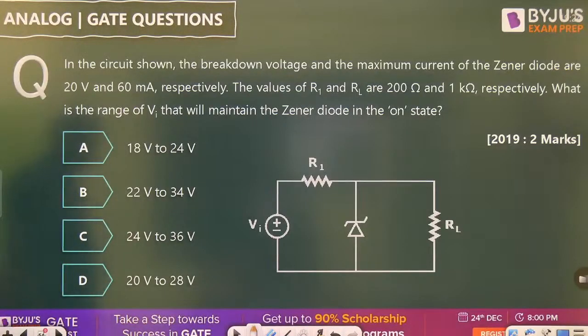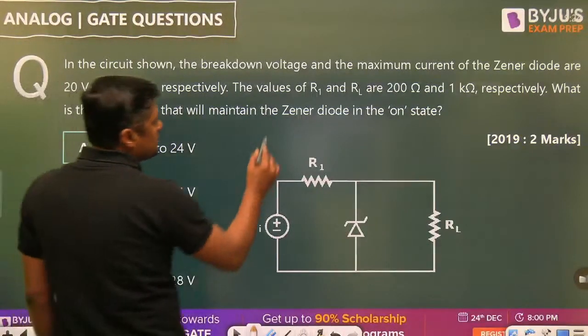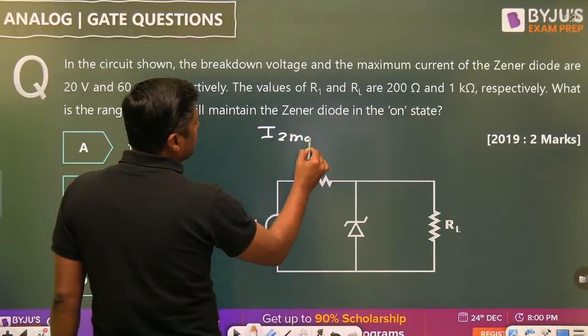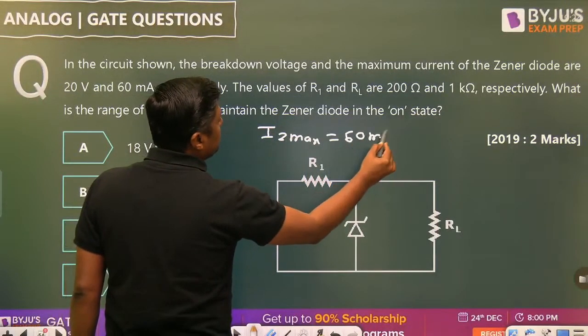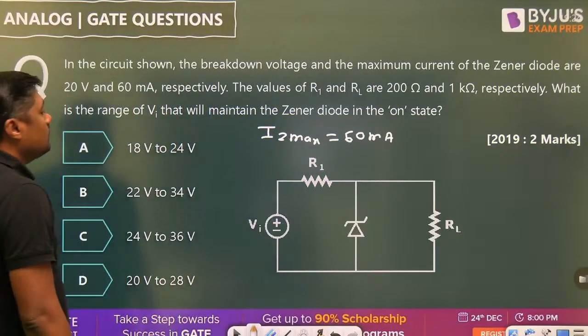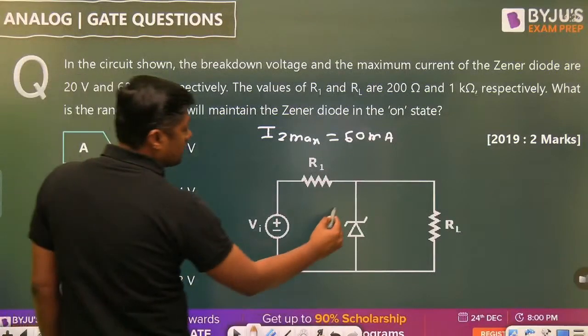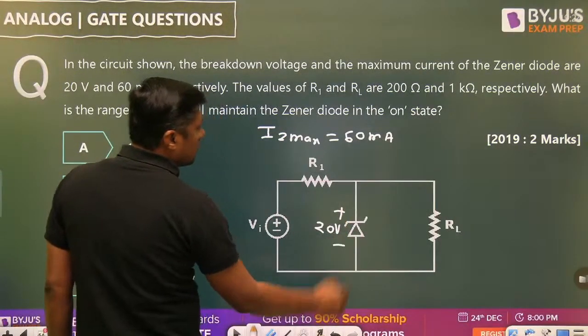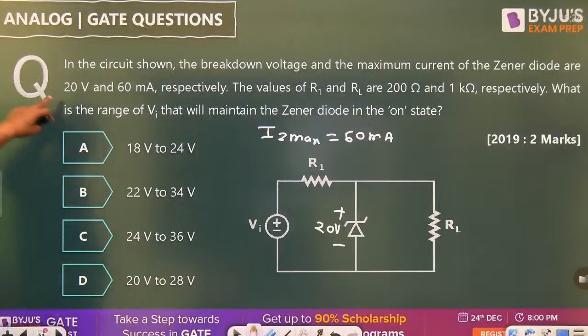In the circuit shown, the breakdown voltage and maximum current of the Zener diode are 20 volt and 60 milliampere. Means this time IZ max is given. We can't flow the current more than 60 milliampere. And VZ is given as 20 volt. When VZ is given as 20 volt, the Zener diode should be in breakdown region, and that is not the answer.